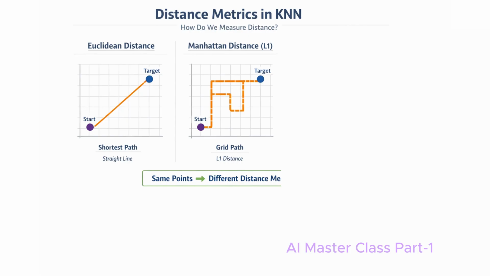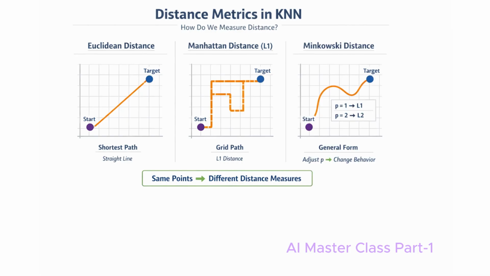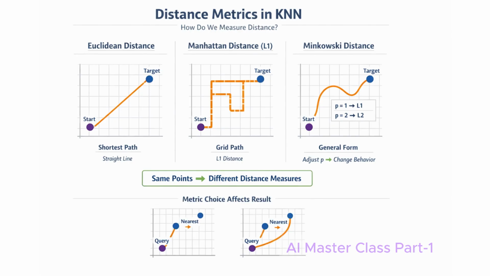Third and the last one is Minkowski distance. It is not a single way of finding the distance. It includes both Euclidean and Manhattan distances. Depending on the value of p in the equation, it can act as both Euclidean and Manhattan distances.